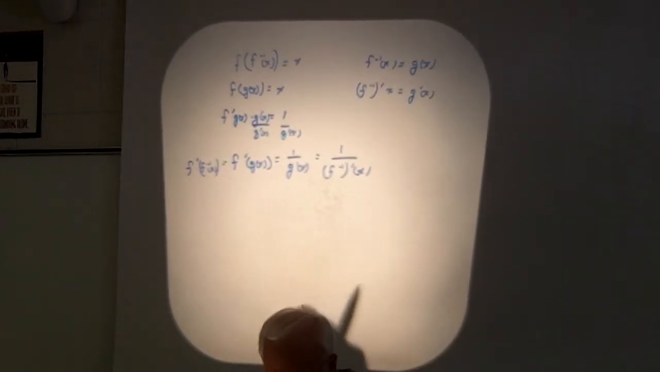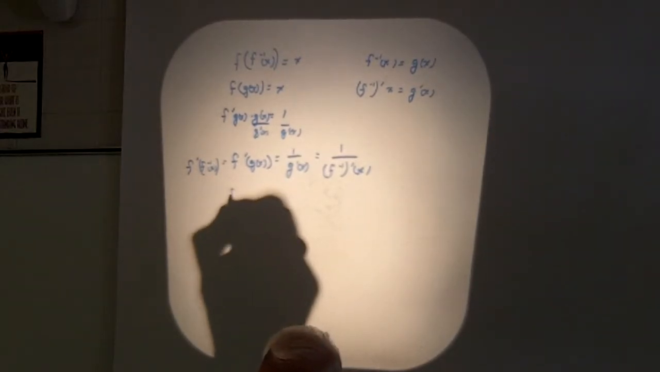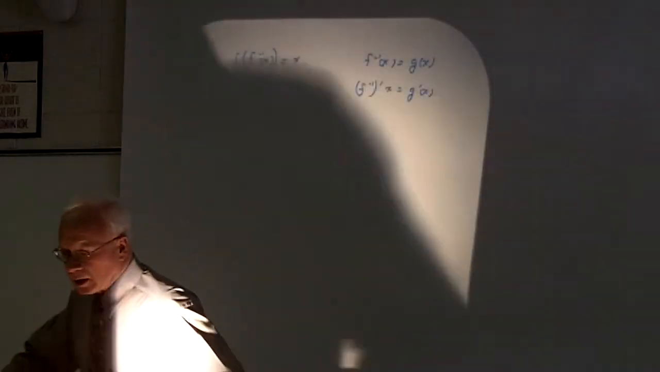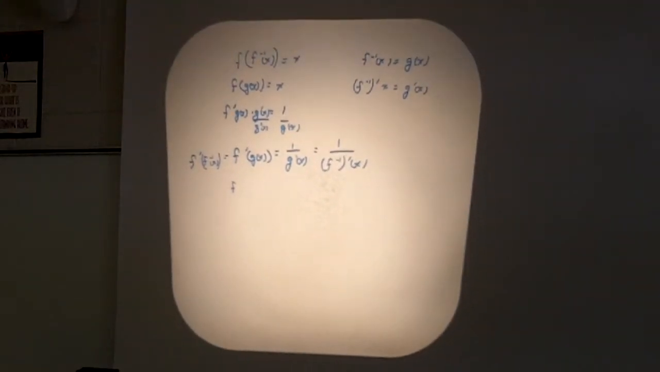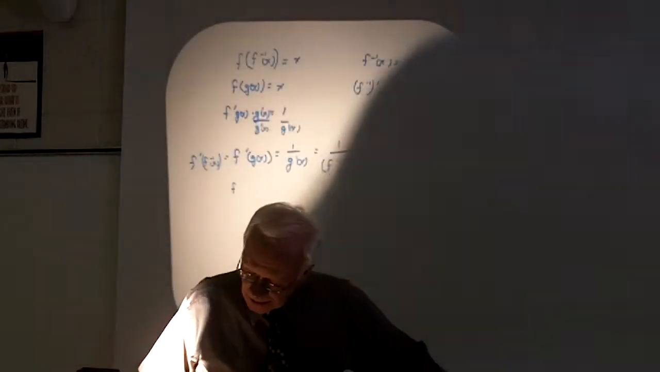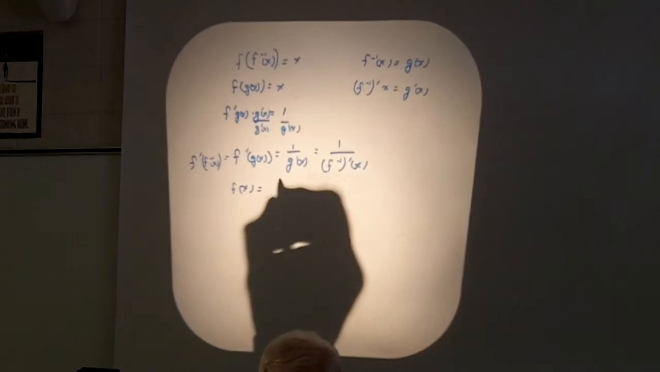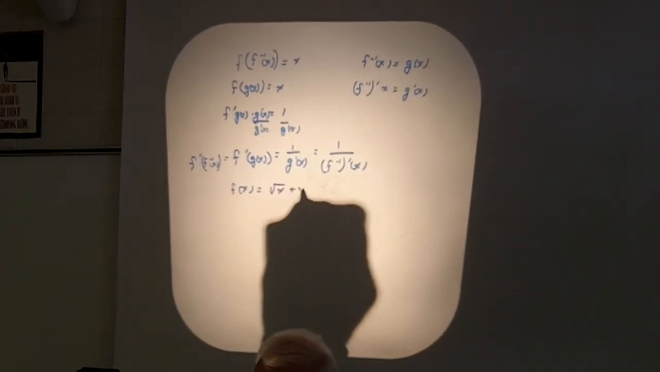Now, let's do this problem that he had in the book. Can you focus it? Oh, yes. Okay. Let's do this function. F at x equals square root of x plus x squared plus 1.